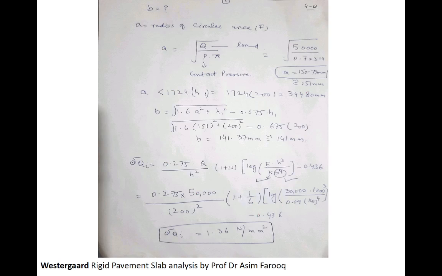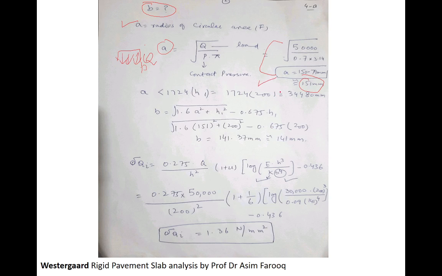From here we also would like to determine the value of B, because we now have the radius of the contact area. We would also like to determine the radius of the equivalent pressure which is distributed at the bottom of the slab. For that purpose, first of all we have the radius of a circular area, A is equal to Q divided by P into pi. We have Q, we have P, so from here we can determine the value of A, which is almost 151 millimeters.